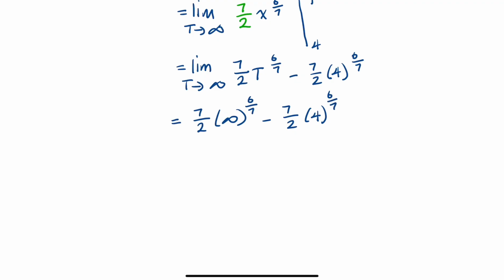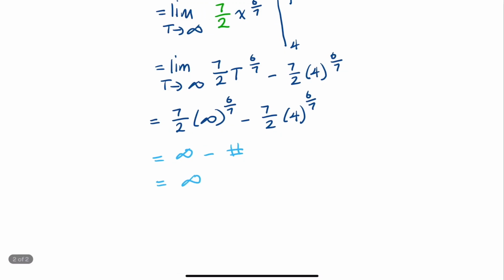As you can see, we now get infinity minus some finite number, which is equal to infinity. And as a result, our final answer is not a finite number. It is infinity. And so therefore, we say that this is divergent.